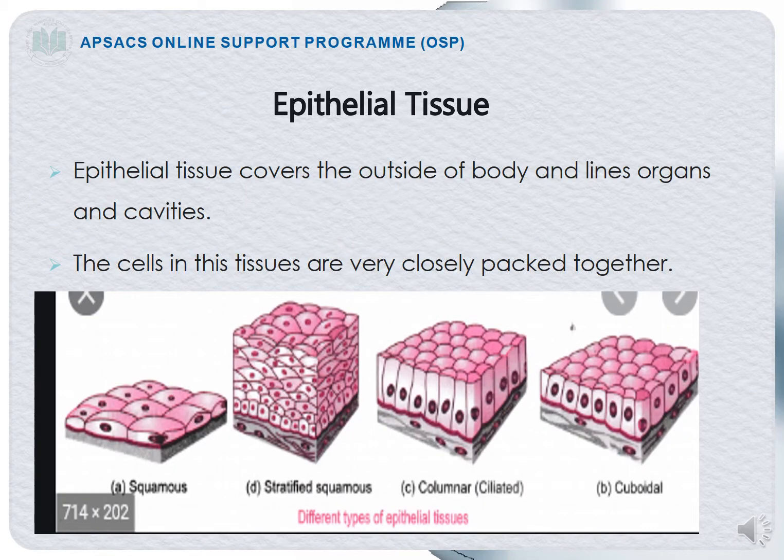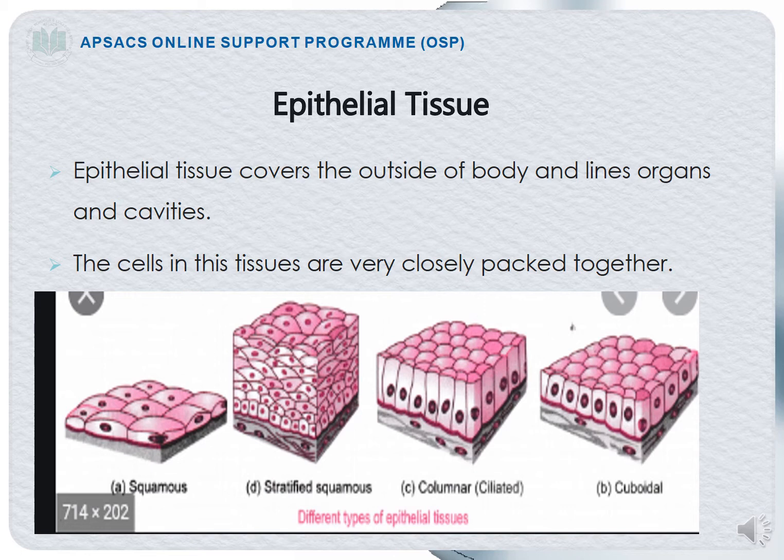Epithelial tissue. Now epithelial tissue covers the outside of the body and lines organs and cavities. It means that the organs present in a body are lined with epithelial tissues. Their inner walls are covered with epithelial tissues. If we talk about the cavities, like our mouth, alimentary canal, esophagus, their walls are covered with epithelial tissues, as epithelial tissues are protective in function.